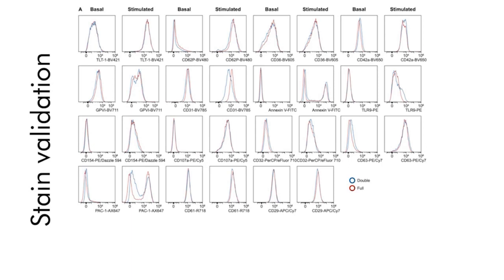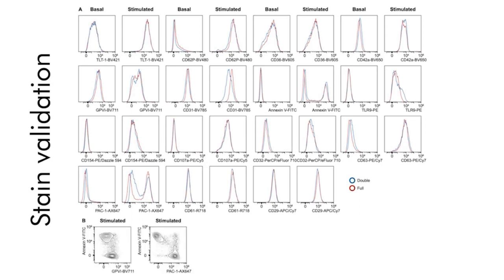And here we can see there is a very close overlap between the double and full stains outlined in red and blue, with minimal spread around dim and clinically relevant markers such as CD62P, CD63, CD107A, and others, where high resolution was important. In addition, panel B here shows that our hardest to optimize calcium and buffer dependent markers, annexin V, GP6, and PAC1, could be resolved as very distinct subsets. Panel C shown here is slightly different.